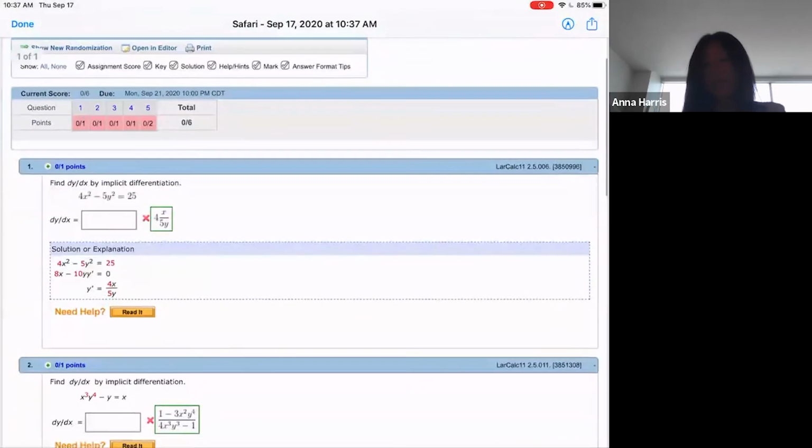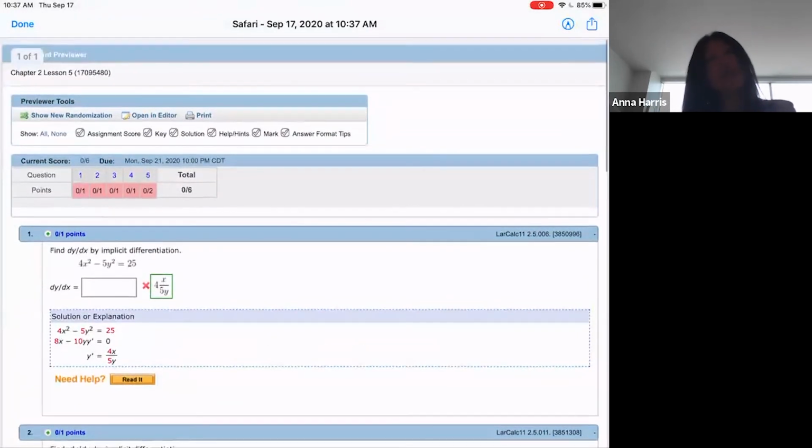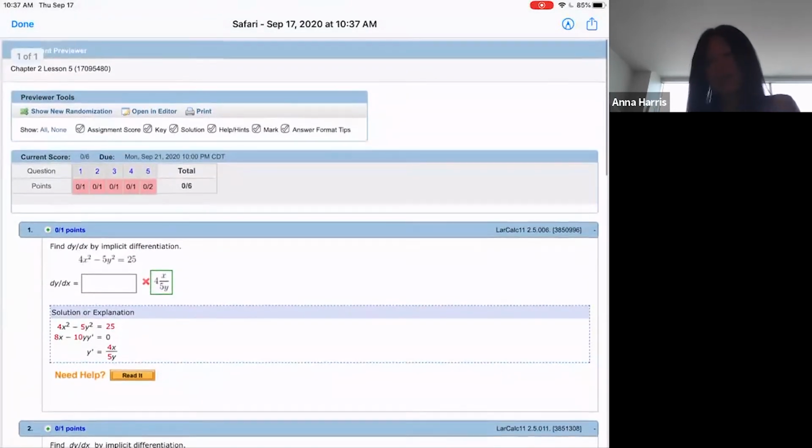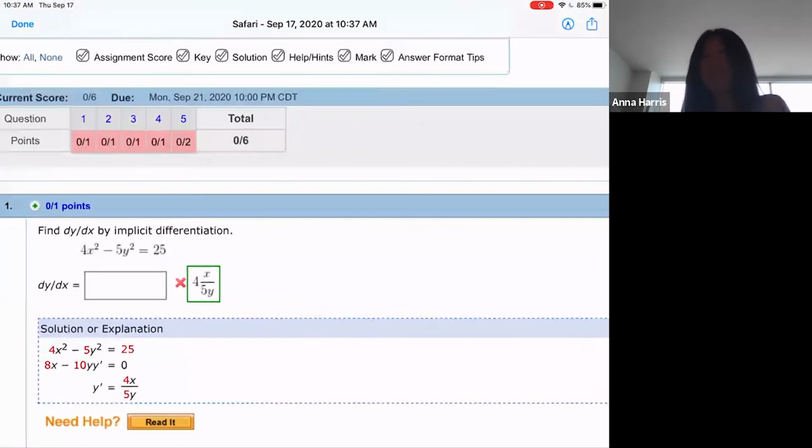Okay, as you see, in 2.5 I only gave you 5 assignments. You see it, only 5? Because it takes a little bit of time, okay? That's the reason I gave you. So let's look at this problem.